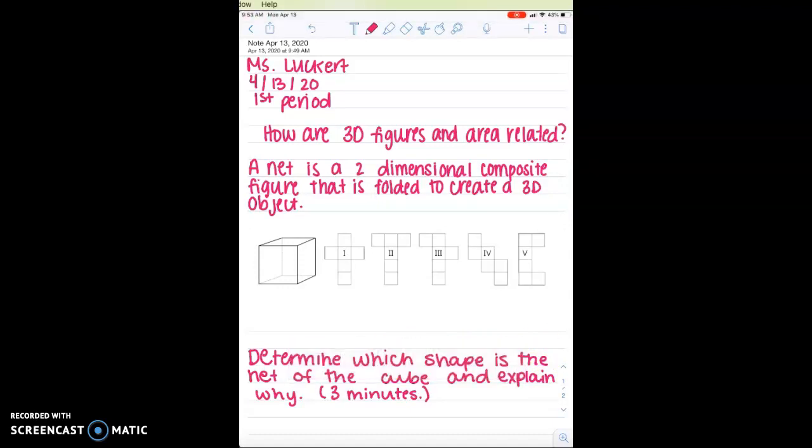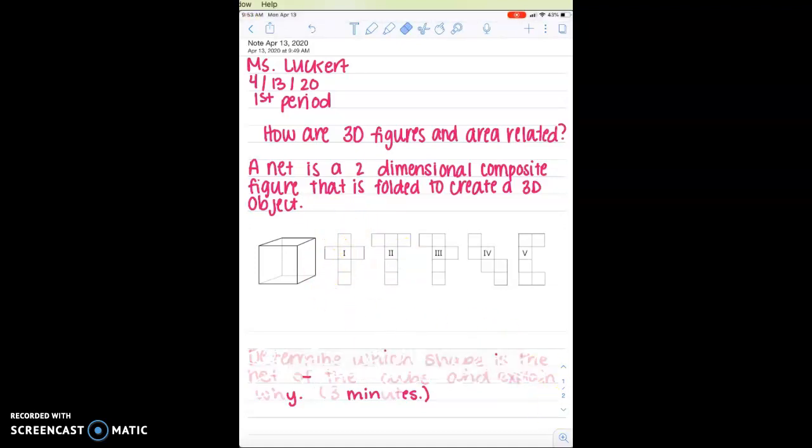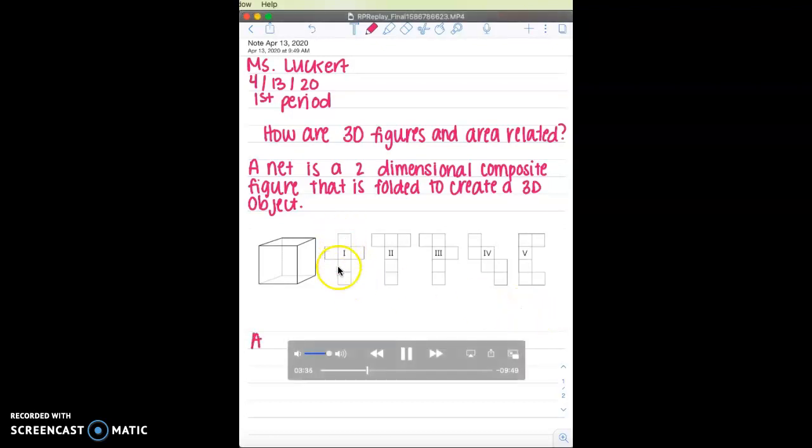So now that you've paused the video and you have looked at these different nets and thought about how they could fold up and to think about if they could make a cube or not, I want you to look at this first net right here while I'm erasing and think about, could I fold that up to become a cube? So looking at that, yes, we could. The four in the middle right here would be the sides of the cube, and these would be the base.